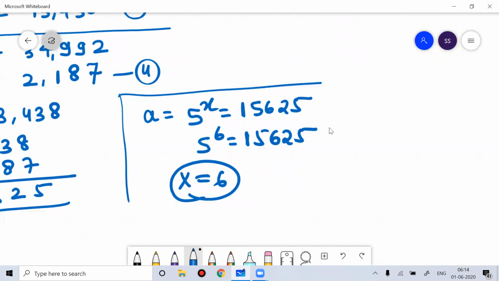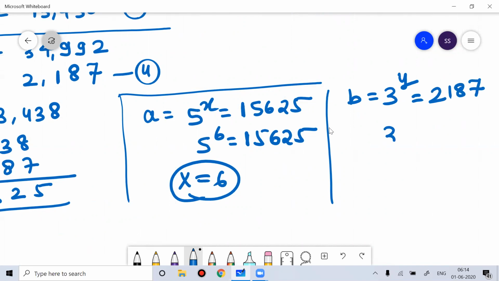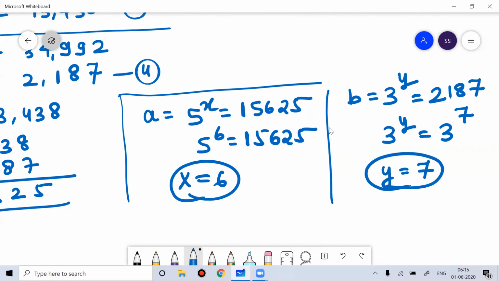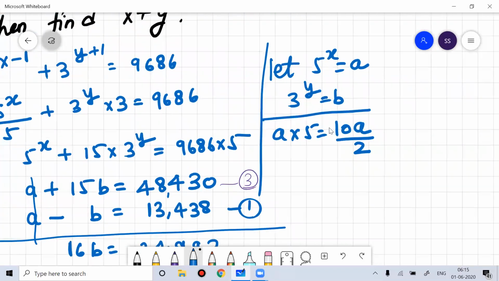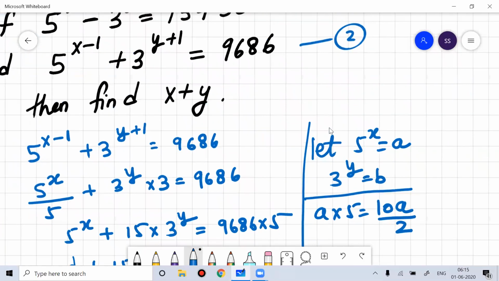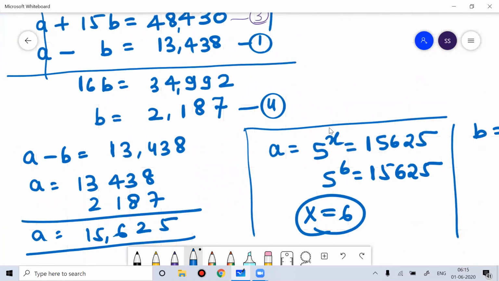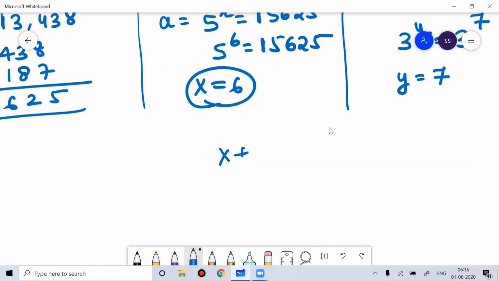Now you know that b is equal to 3 to the power y, and that is equal to 2187. In the same way, if you know the powers of 3, 3 to the power 6 is 729, 3 to the power 7 is 2187. So the y value is 7. What are they asking in this question? Find x plus y. So the value of x plus y is 6 plus 7, that is equal to 13.